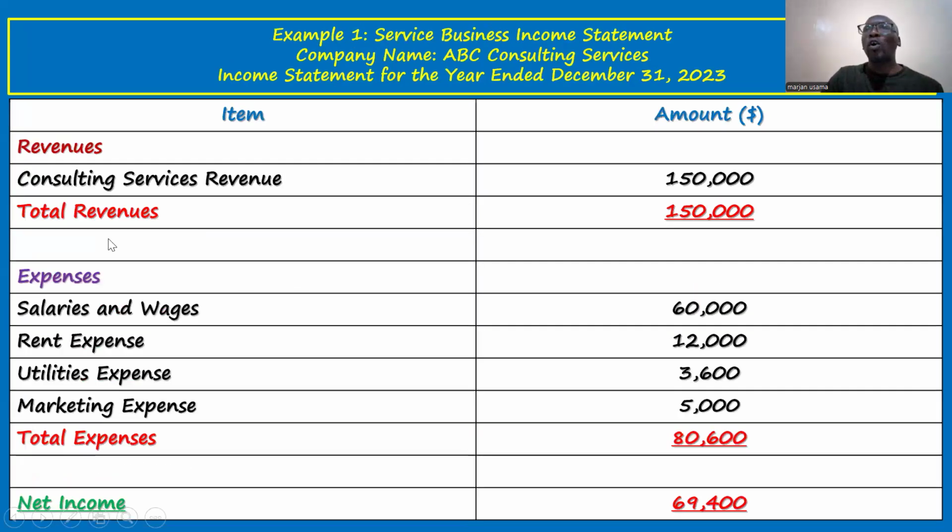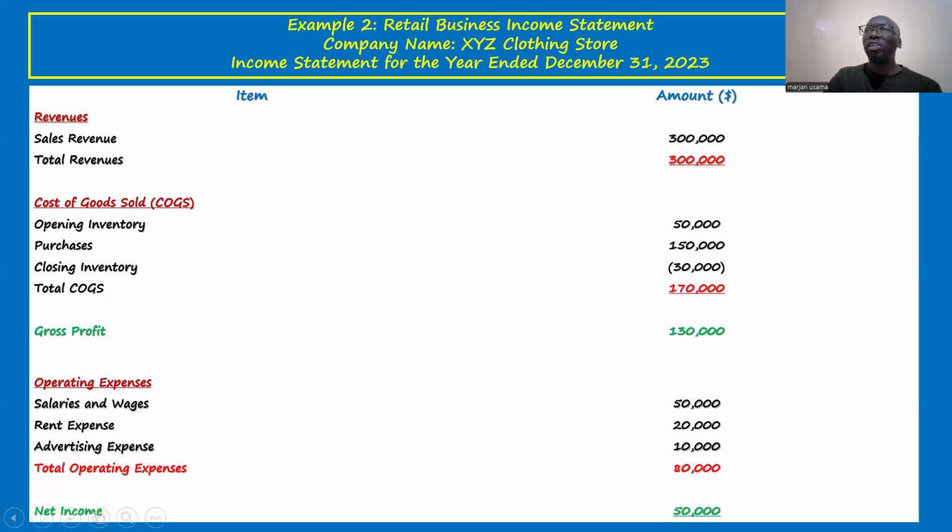For services, there is no cost of goods. So that is the difference between the income statement in businesses that deal with service versus businesses that deal with product. So the cost of goods sold: opening inventory. That is the opening inventory. It means that at the beginning of the year, this is what we were having in our store. So we are having some clothes worth $50,000.